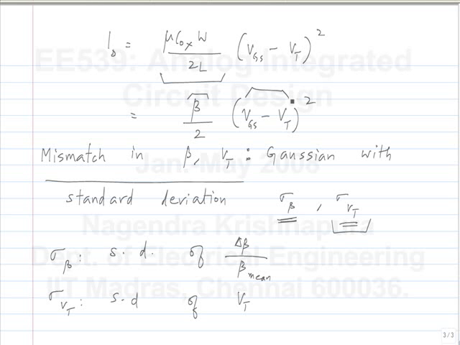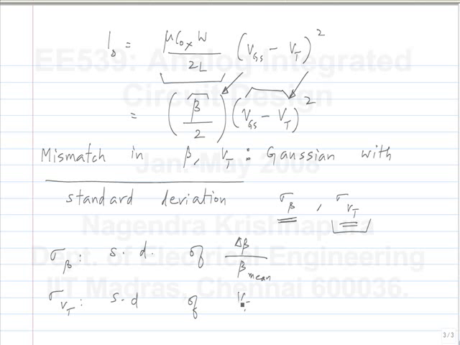Whereas, if it was a beta factor, certainly it makes sense to measure it as a relative mismatch. Because ultimately what we are concerned with is the current mismatch. You bias two transistors at the same current, how much do the currents differ? So, if you have an error in the beta factor, that appears directly. If you have an error in Vt, it has a little more complicated dependence. We will work through that now. But certainly, delta Vt by Vt is not the thing to measure.